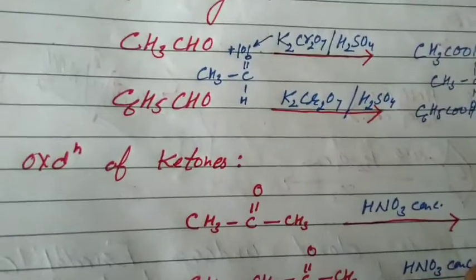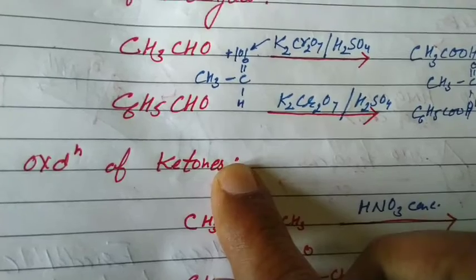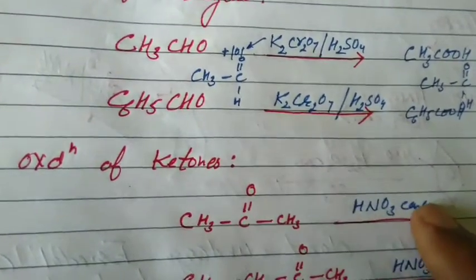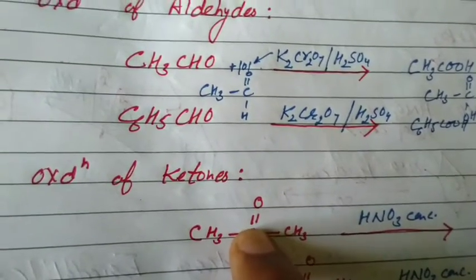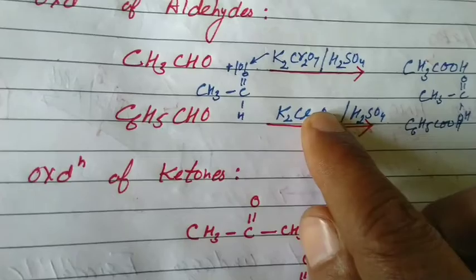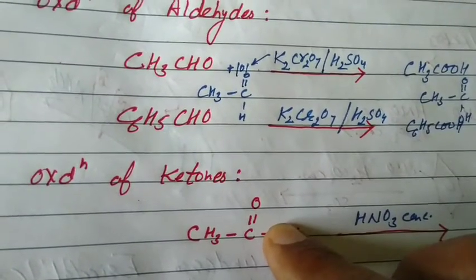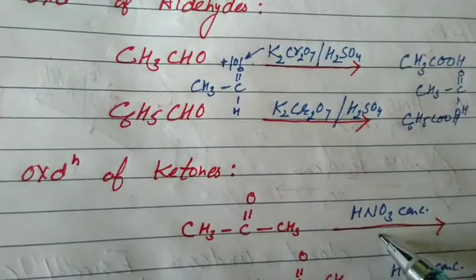But students, oxidation of ketones does not proceed under normal conditions. They are oxidized under drastic conditions using concentrated HNO3 as oxidizing agent. Take dimethyl ketone. If we treat it with acidified potassium dichromate solution, the ketone cannot be oxidized. Ketones are oxidized under drastic conditions at high temperature.